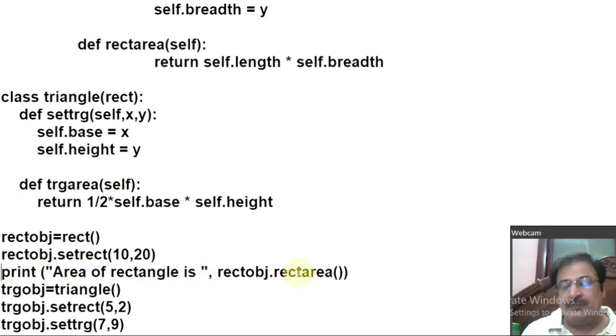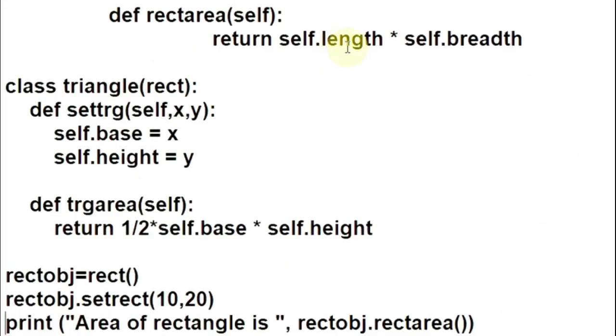Area of rectangle is, you are invoking the rect area function through the rect obj instance. Control will come over here. The multiplication of length and breadth, that is the multiplication of 10 and 20, will be returned here and displayed. So the answer 200 will be displayed over here. Now here you see the benefit of inheritance.